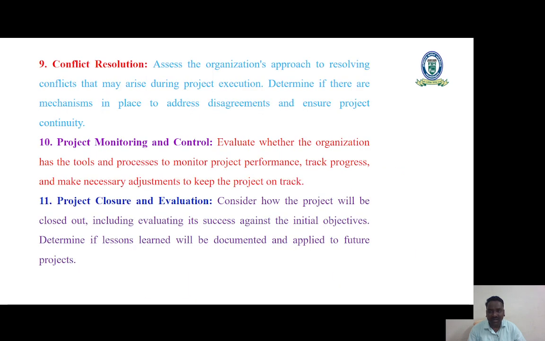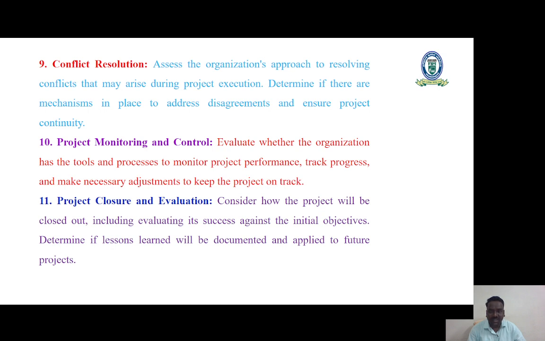Ninth, conflict resolution. Assess the organizational approach to resolving conflicts that may arise during the project execution. Determine if there are mechanisms in place to address disagreements and ensure project continuity.